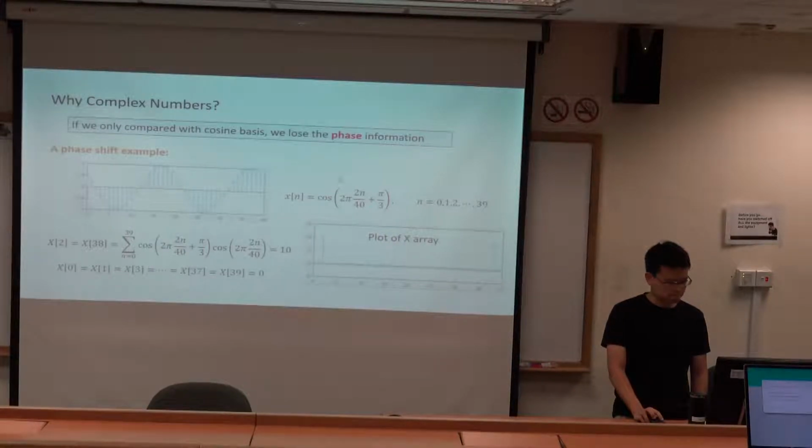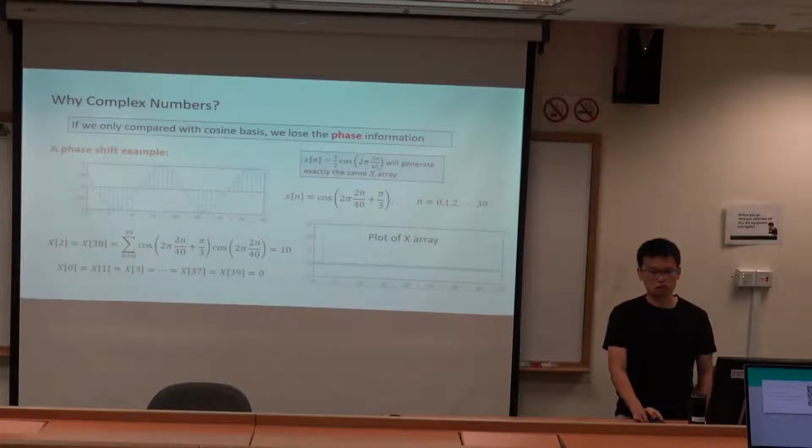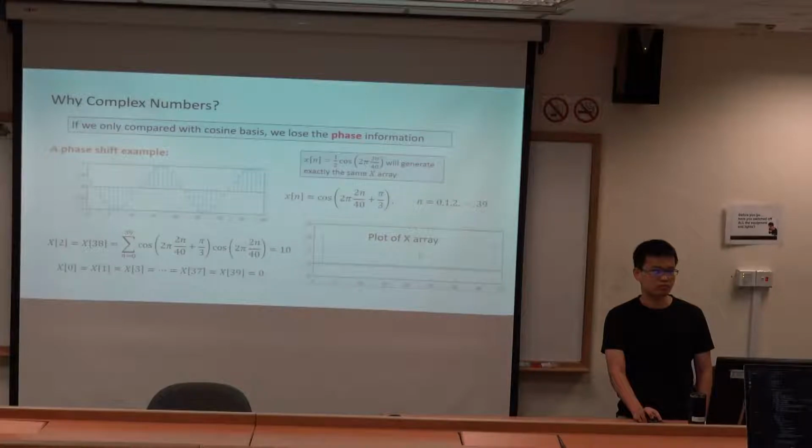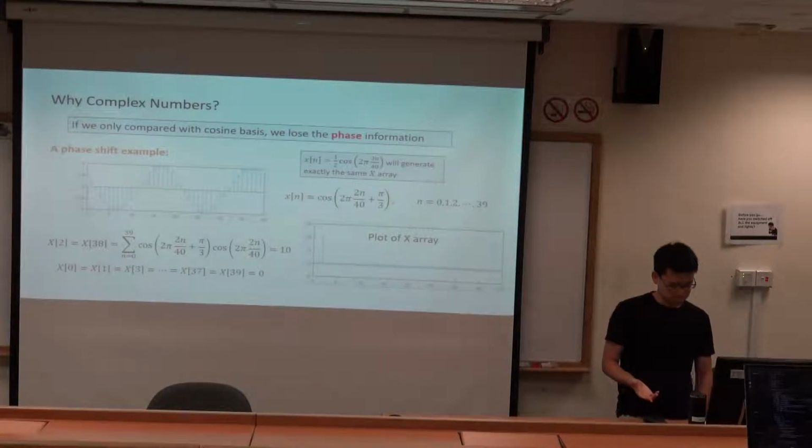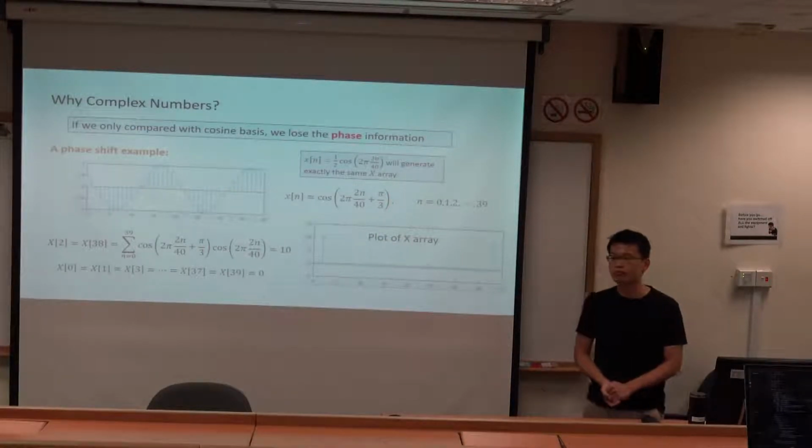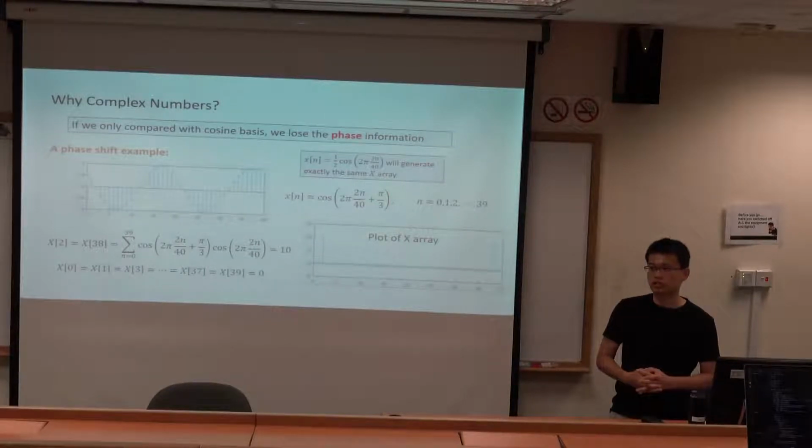And if you believe me, this signal, which I divided by 2, half of the original signal, will give exactly the same result here, right? Because I divided by 2, so the magnitude should be divided by 2. So we actually cannot reconstruct the original signal. We don't know whether it's this or this that produced this spectrum. So we actually lose information.